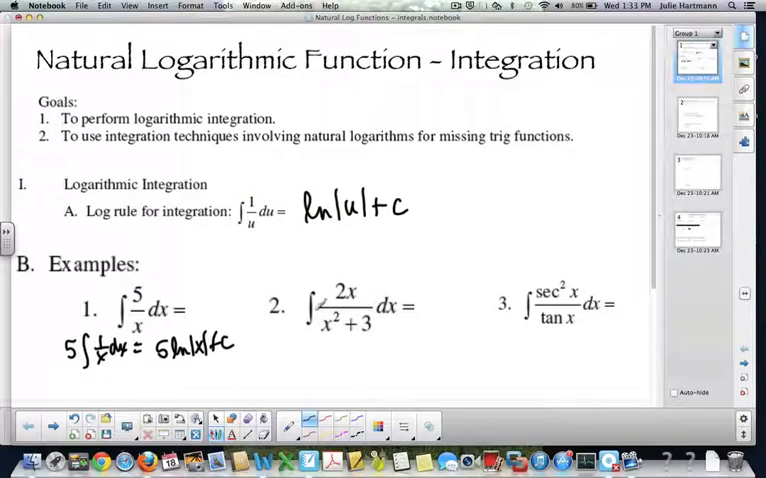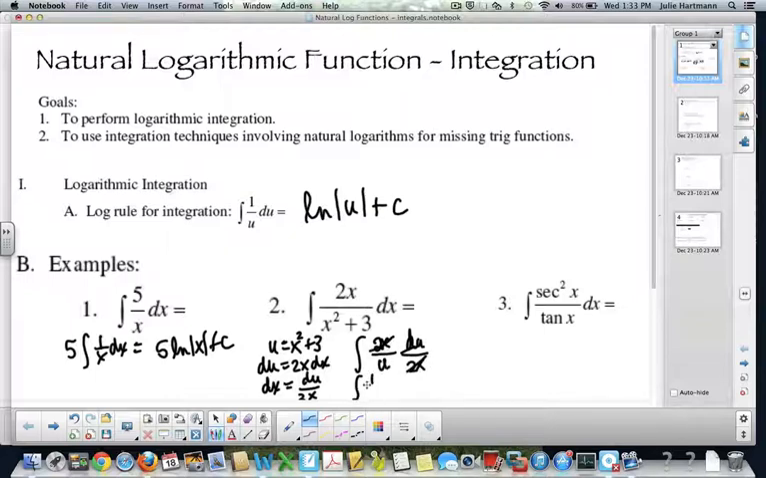Yes, we will use u substitution. Okay, this one right here, 2x and x squared. So if u equals x squared plus 3, du is 2x dx, and dx is du over 2x. So when you plug this in, you have 2x over u times du over 2x. The 2x cancels. You end up with the integral of 1 over u du, which is ln of the absolute value of u. So I'm going to plug that in: ln of the absolute value of x squared plus 3, plus c.